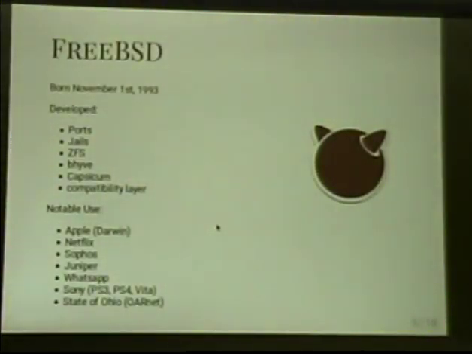WhatsApp, basically it powers the WhatsApp app. Sony uses it for the PS3, PS4, and Vita. And the state of Ohio uses it for the ORNet, which I'm sure afterwards you can ask certain people around here about.